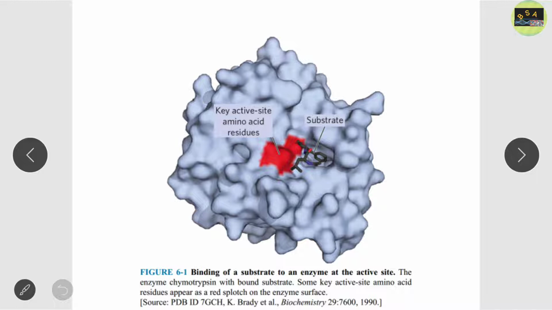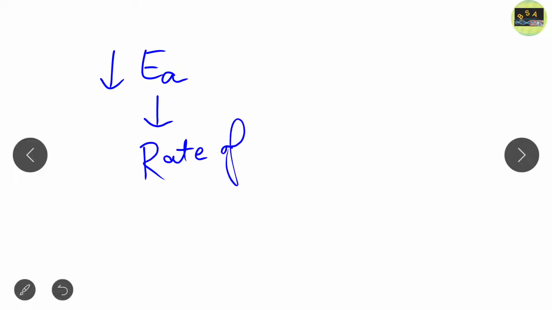In our previous lectures we discussed that enzymes work by lowering the activation energy, which we can represent as EA. So enzymes work by lowering the activation energy. When the activation energy becomes lower, then the rate of reaction increases.